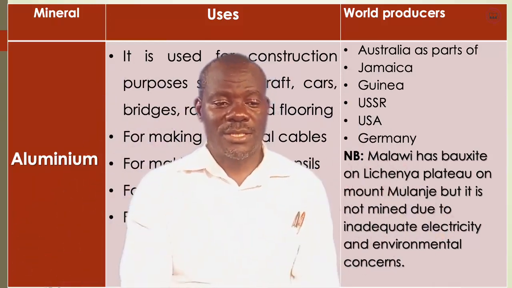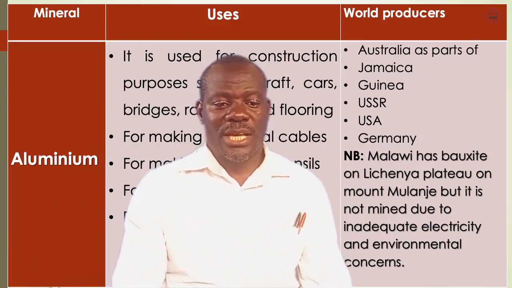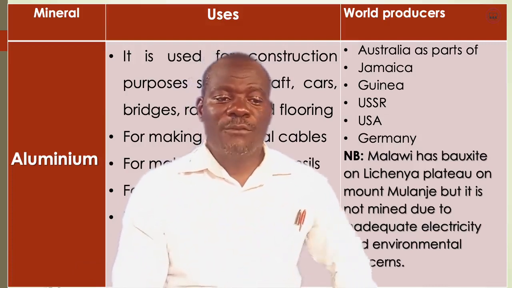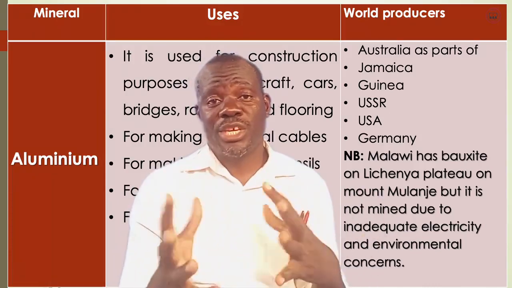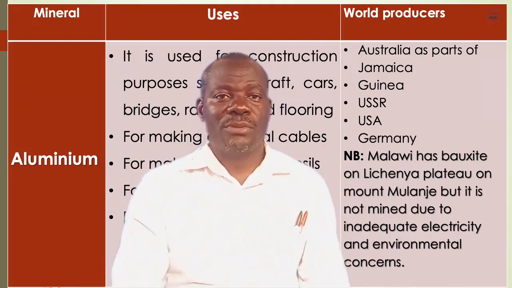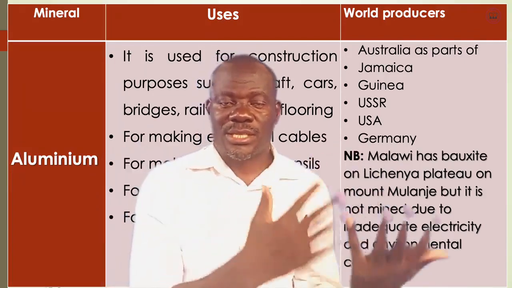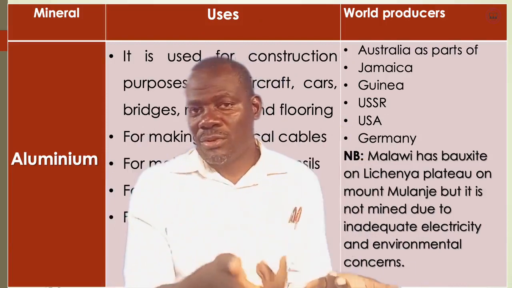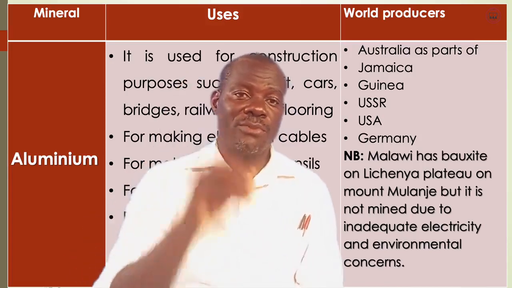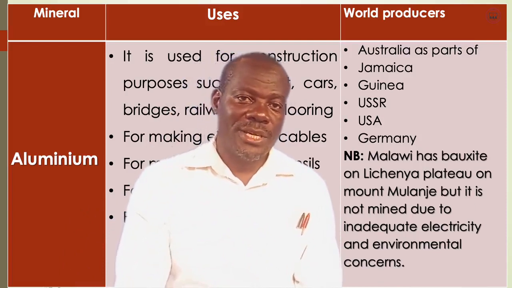In cars, cars are also made of aluminium. Bridges, we talk of railways and flooring. All those things can be made of aluminium. And for making electrical cables, for cooking utensils, like maybe spoons, maybe pots, they can also be made from aluminium. And costume jewelry as well. Just as we can use diamond for jewelry, aluminium can also be used for the same. So you can see these minerals are very, very important because we need them in our daily lives. But where is aluminium produced?